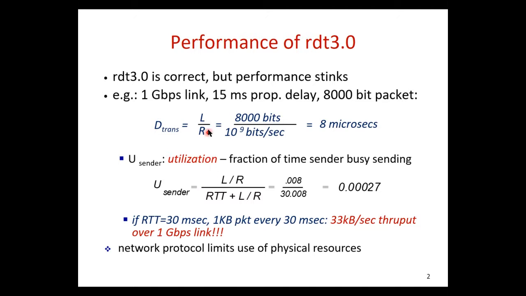Now, L over R is 8 microseconds, and then round trip time is double the propagation delay, right? So it's 30 milliseconds. So we plug the numbers into this formula that we have derived previously. We get this value. This is the channel utilization rate when we use RDT 3.0 under these assumptions. And these assumptions are actually very reasonable. These numbers are very, very reasonable numbers.